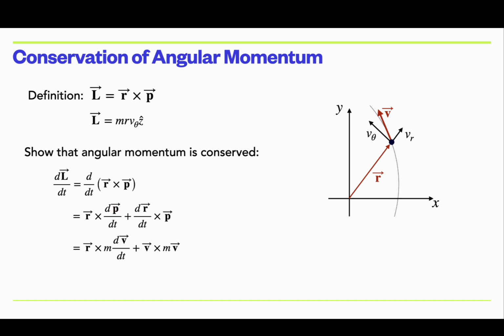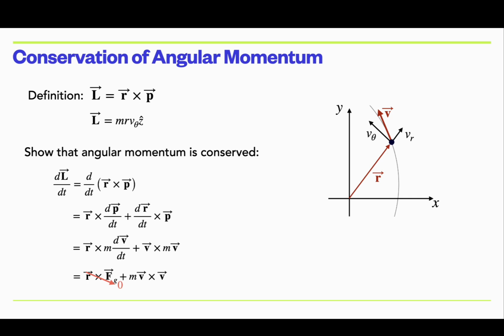Since momentum is mass times velocity, we can write the momentum as m, which is a constant, so we can pull it outside the derivative, times the velocity. This term right here, mass times the time derivative of the velocity, is just the same as mass times acceleration. So if the only force acting on our particle is the gravitational force, we can just write this as the gravity force. The m we can bring out in front of the other one. We have mv cross v.